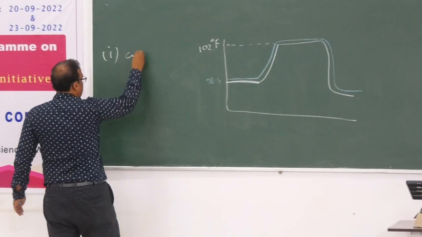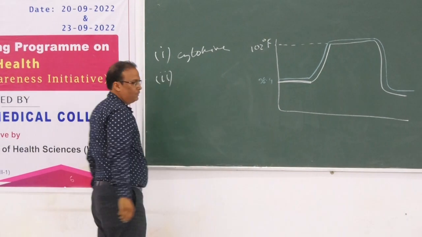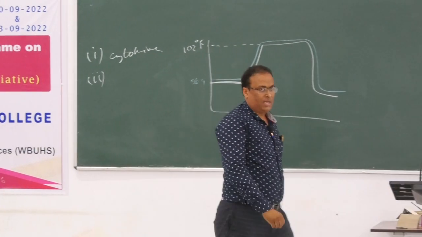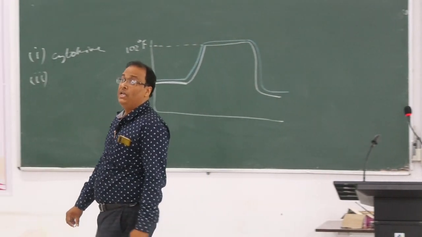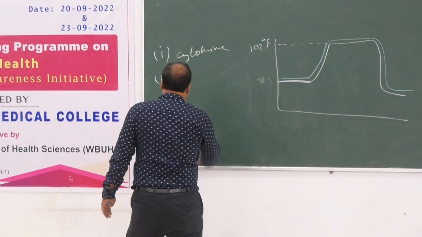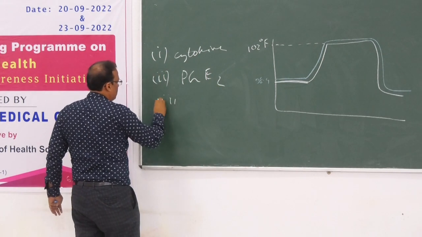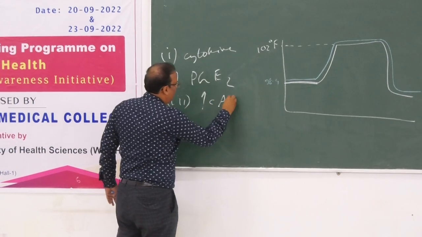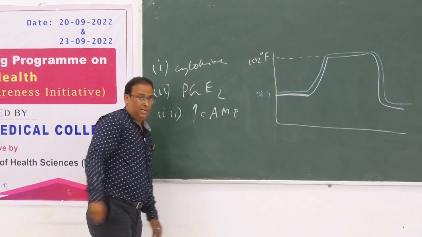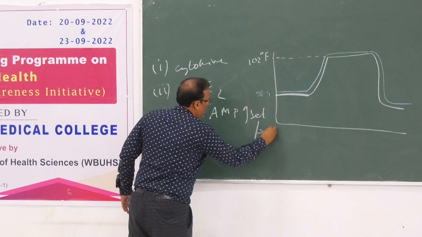Cytokines release. So cytokines, number 1. Number 2, action of the cytokine on the hypothalamus with the production of prostaglandin E2. So here PGE2. Number 3, increasing the cyclic AMP, it increases the set point. বোঝা গেল?